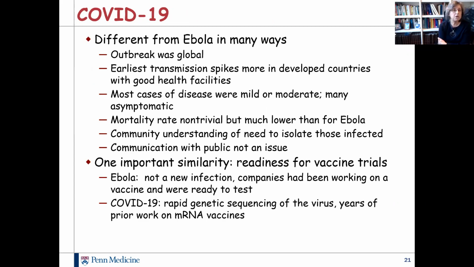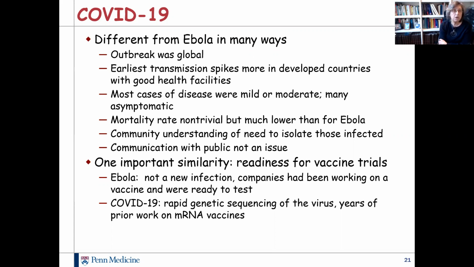So now I want to move on to COVID-19, which is different from Ebola in many, many ways. The outbreak was global, not limited geographically, and actually affected more developed countries with good health facilities, which didn't have the same problems as you had with Ebola in West Africa. Most cases of disease were mild or moderate, and in fact, many were asymptomatic. The mortality rate was non-trivial, but certainly much lower than for Ebola.